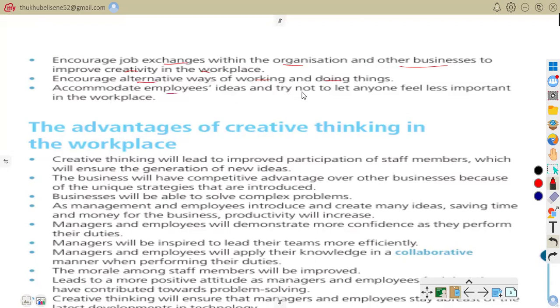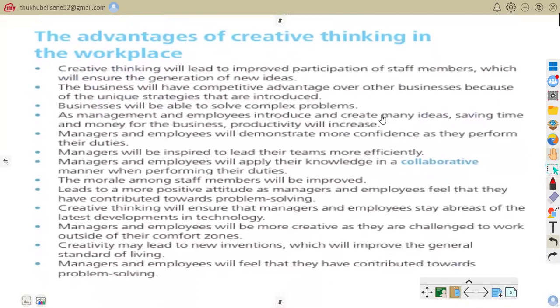Accommodate employees' ideas. Try not to let anyone feel less important in the workplace. So you value all employees' ideas. You make everyone feel important, so even junior staff members' ideas are considered. So that is that.